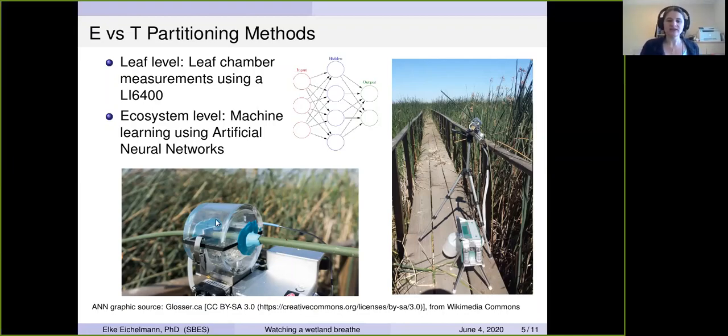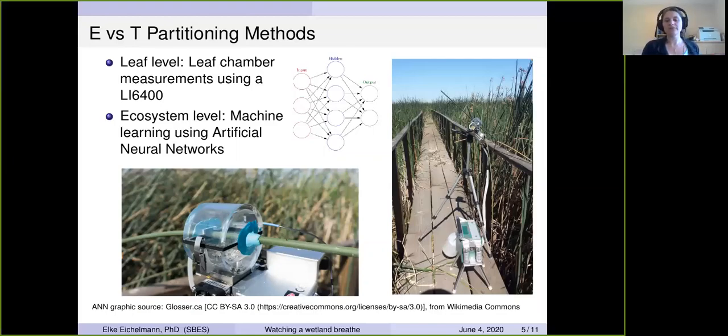But then I was also interested in the ecosystem level evaporation and transpiration as well, because it can be very difficult to scale up these leaf level measurements to the ecosystem level, especially in these wetlands that can be very heterogeneous, not just in terms of their spatial contribution of open water pools and dense vegetation, but also, as I said, the species composition can be quite different. And so it can be quite difficult to scale these leaf level measurements up to a meaningful ecosystem level response.